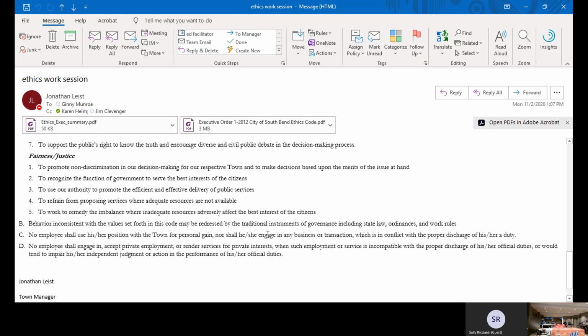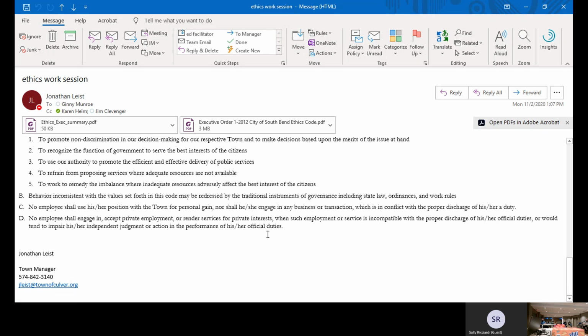That one for me is really big because I think that's why I push so hard on public involvement before we make big decisions. Then there's a fairness and justice section to promote non-discrimination in our decision-making, to recognize the function of government to serve the best interest of citizens, to use our authority to promote the efficient and effective delivery of public service, to refrain from proposing services where adequate resources are not available, and to work to remedy the imbalance where inadequate resources adversely affect the best interest of the citizens.